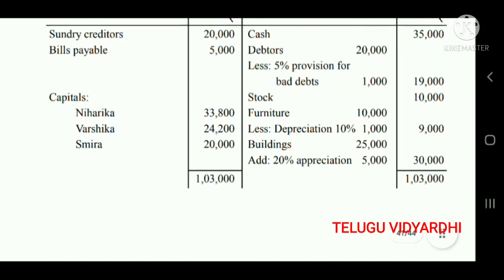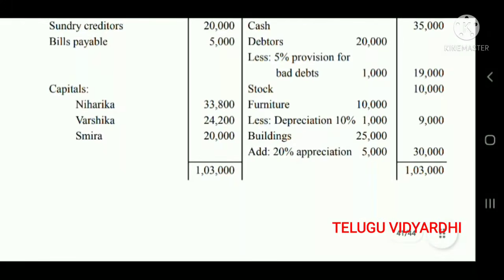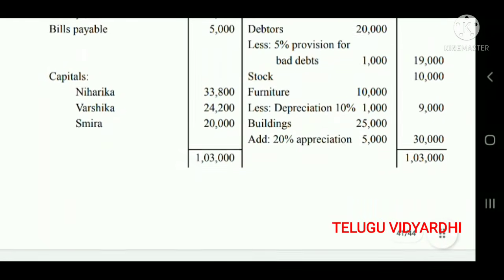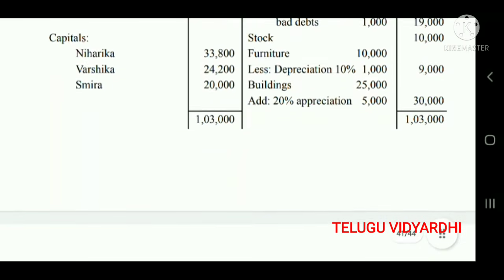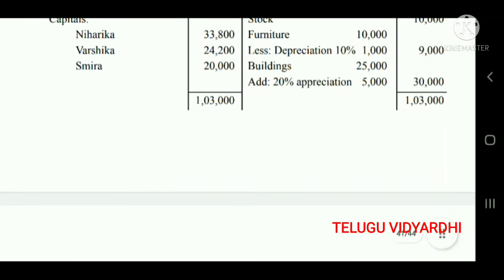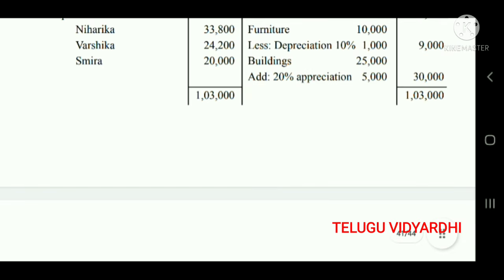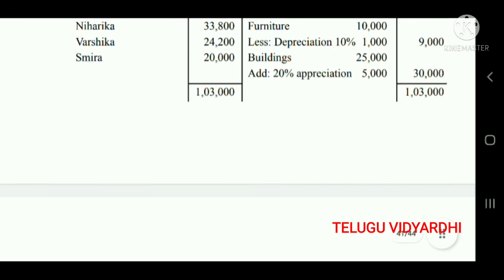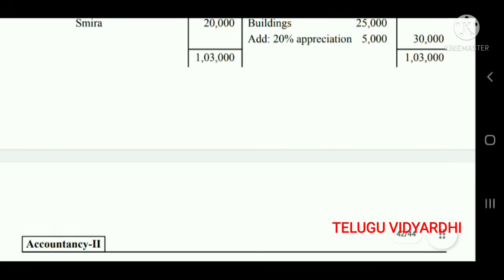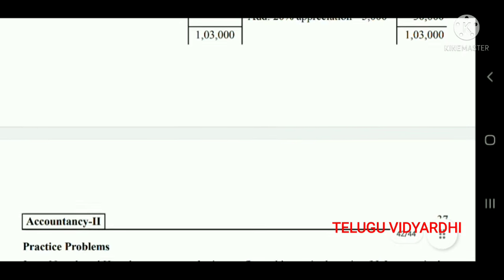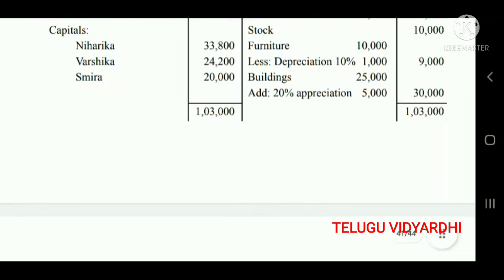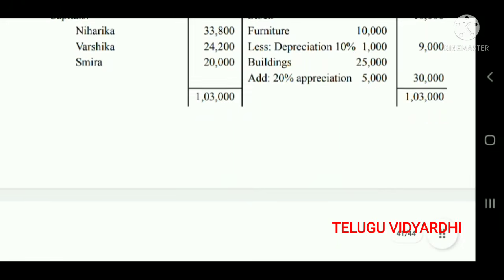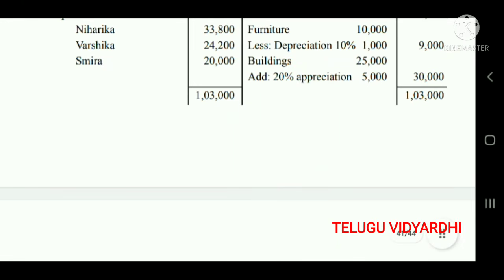Come to the asset side, cash, it will be 35,000. Debtors 20,000 less 5% provision for bad debts 1,000, amount is 19,000. Stock also no adjustment, it should be written as it is, 10,000. Furniture 10,000 minus depreciation 1,000, amount 9,000. Buildings 25,000 and 20% appreciation, 30,000. Answer on both sides 1,03,000. So students, you get 20 marks for this problem.